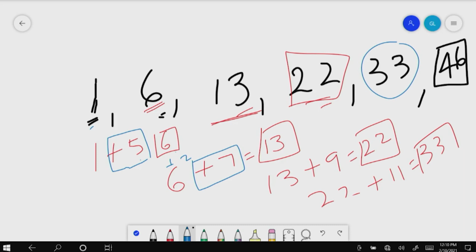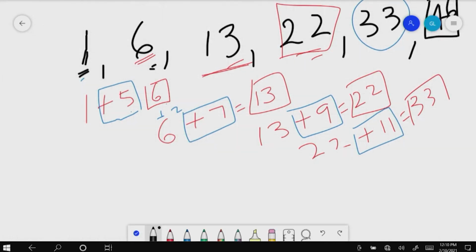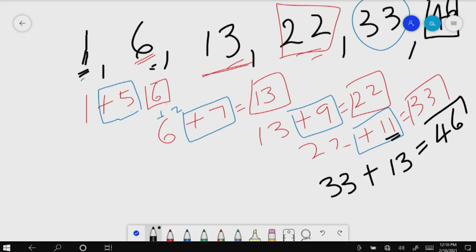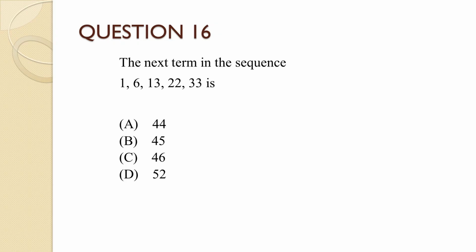5 plus 2 gave us that 7, which is an odd number. 7 plus 2 gave us the next number of 9, which is odd. Next number would have been 11, which is 9 plus 2. Therefore, the number that we are looking for would have been 33 plus the incremented value of 13, which is also odd, to give us the next number in the sequence being 46, which is our solution C.